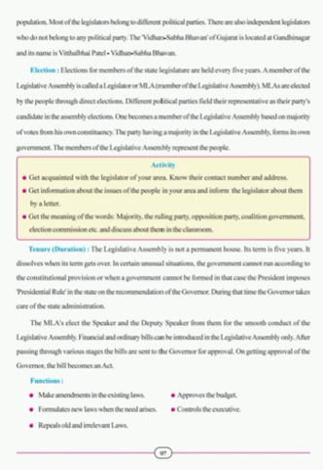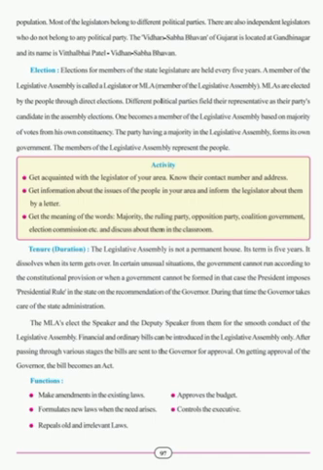Different political parties field their representatives as their party's candidates in the assembly elections. One becomes a member of the Legislative Assembly based on a majority of votes from his own constituency. The party having a majority in the Legislative Assembly forms its own government. The members of the Legislative Assembly represent the people.